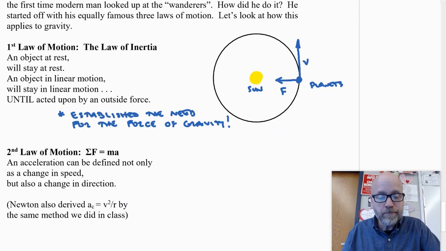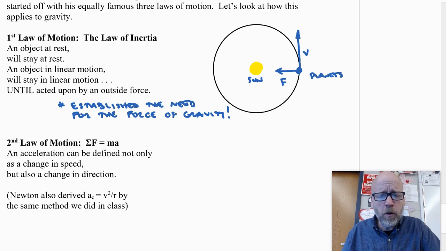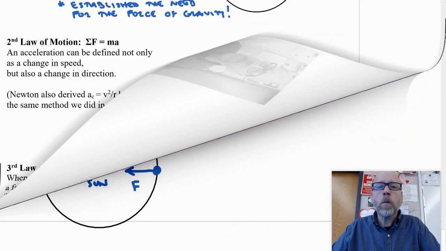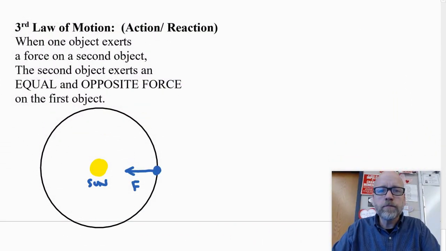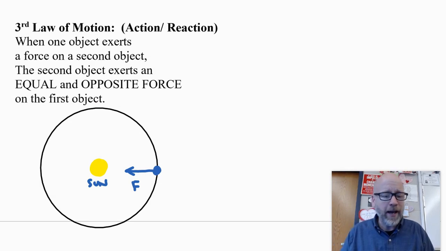Now, Newton's second law, we're going to come back to in a moment. Newton's third law is actually the other piece of the puzzle when it comes to how did he know what that formula was. Okay, so here it is. Here's the Earth orbiting our sun. And how does that play into Newton's third law? Let's take a look. When one object exerts a force on a second object, the second object exerts an equal and opposite force on the first object.